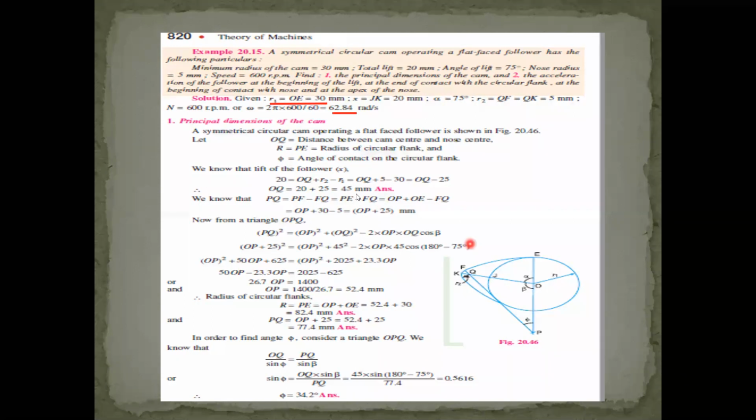Why? Because of the JK value. In this, what is unknown is OQ. So OQ plus R2, which is 5, minus R1, which is 30, gives OQ minus 25. So what is the OQ value? OQ equals 45. The OQ value is 45.